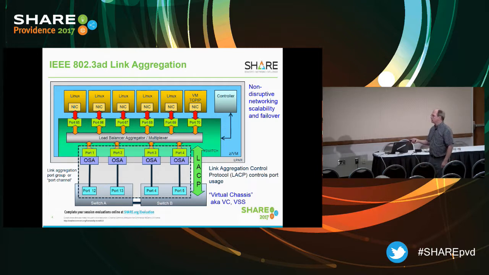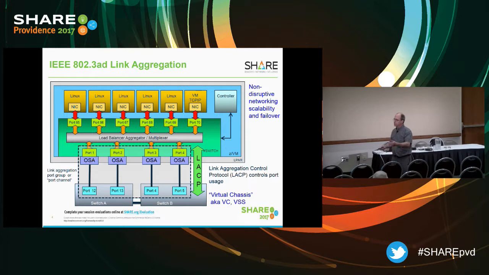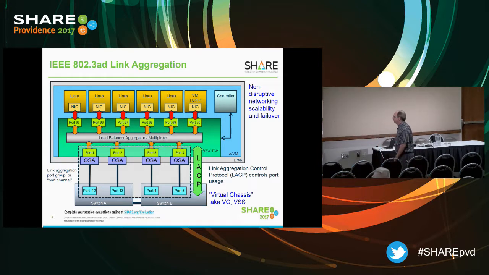This function is done with physical switches as well. Link aggregation really started out back when we had slow links, 10 megabit links, and you'd take several of them together. So link aggregation is not a new technology. But then it was really for bandwidth. Now I'm less interested in bandwidth. I'm more interested in the high availability that comes with it.